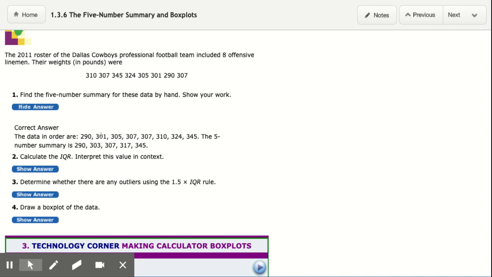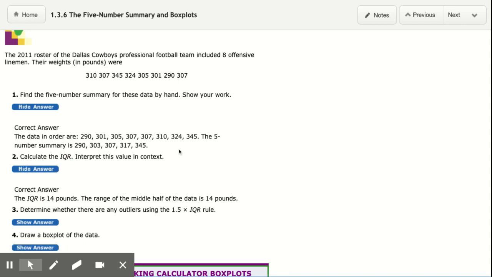You would do the same thing going the other direction. So here's the median, which means I'm going to deal with these 4 numbers. So the quartile 1 or Q1 is going to be between 301 and 305. Midway between that is 303. We can do all of this on the calculator as well.